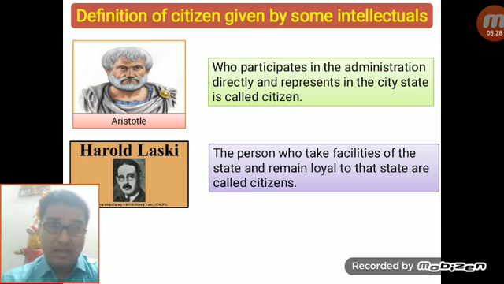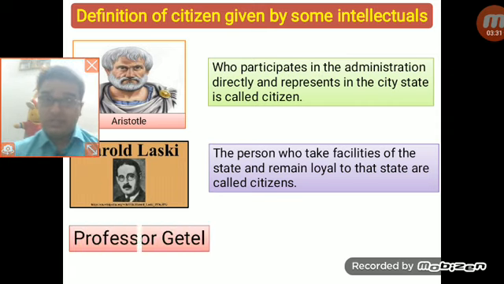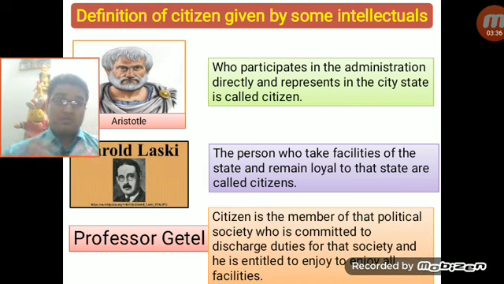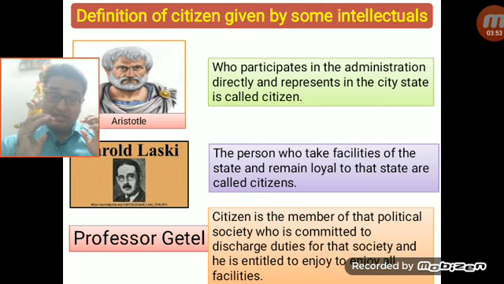Again, I am going to show you another definition of citizen given by Professor Gettell. According to Professor Gettell, a citizen is a member of that political society who is committed to discharge duties for that society and who is entitled to enjoy all facilities. So these three definitions I have taken from your textbook. Among these three definitions, the first two are very important for knowledge based questions. So you have to give much attention to them, especially the first two definitions.